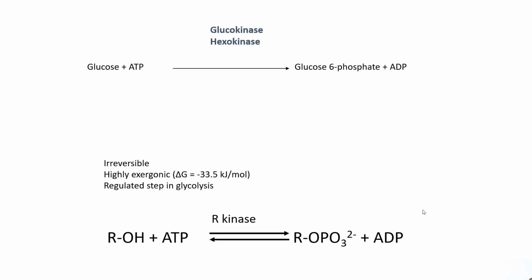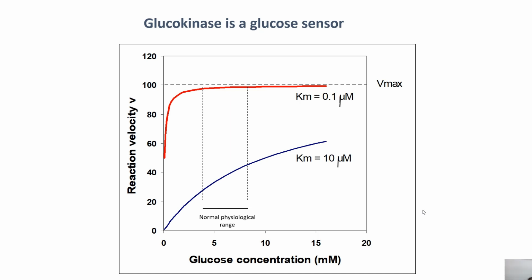Now, glucose plus ATP will get converted to glucose 6 phosphate plus ADP, and the enzyme will be glucokinase or hexokinase. Okay, it's an irreversible, highly exergonic, and regulated step in glycolysis. Right. So glucokinase is basically a glucose sensor. So if you see, this is also a Michaelis-Menten curve, where on the y-axis we have V, on the x-axis we have substrate concentration.